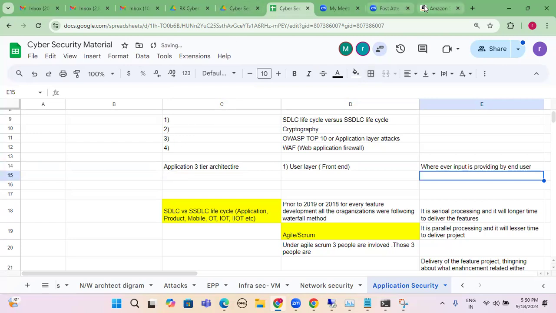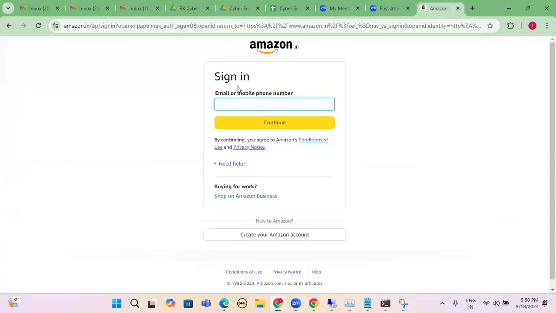So for example, as I said, this is Amazon. Here I'm providing my input, either email address or phone number. It's the front end for the end user. And after that, I'll provide my password. Okay, so this is the front end side. This is applicable to every application.